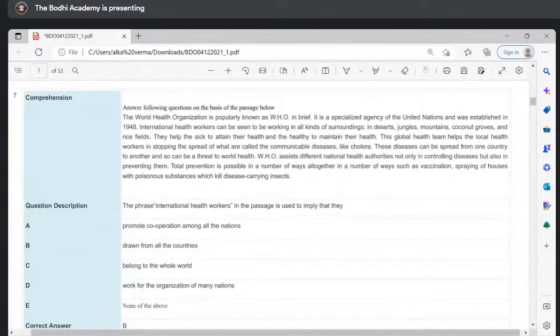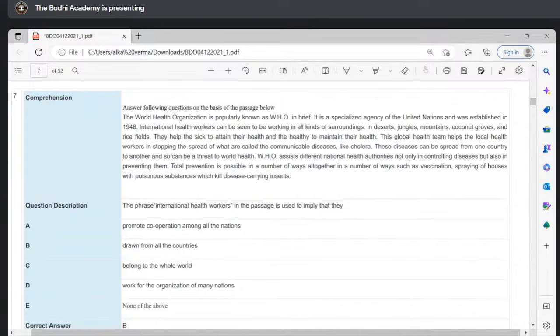So here again the passage is the same. It is regarding that WHO passage. The question is: the phrase international health workers in the passage is used to imply that they. Now who are these they? Who are these international health workers? Promote cooperation among the nations. Do they do that? Drawn from all countries. Who are they? Drawn from all countries.